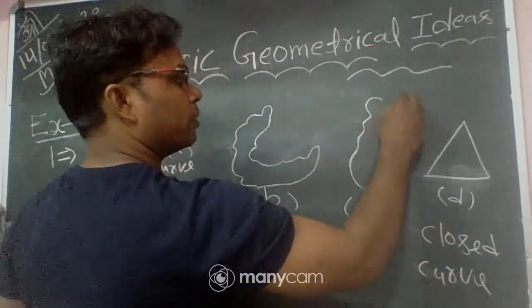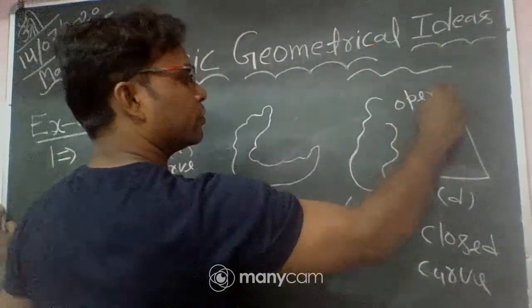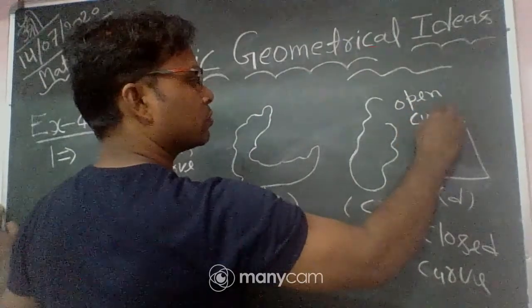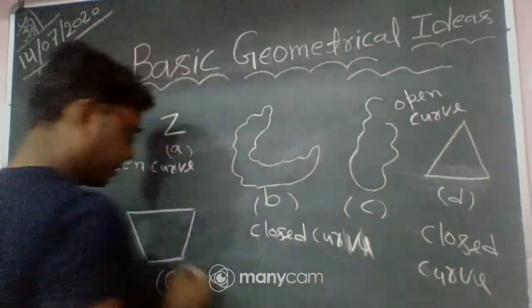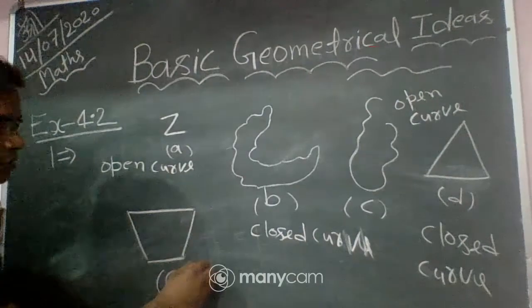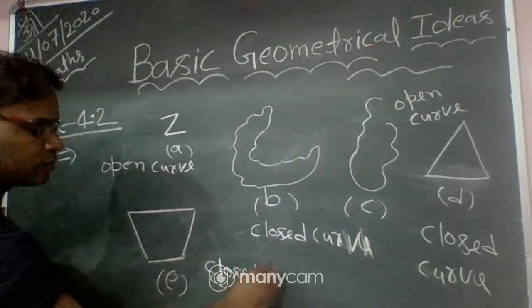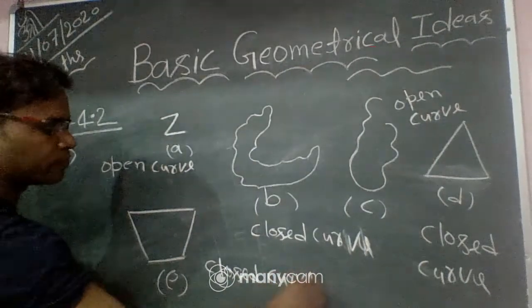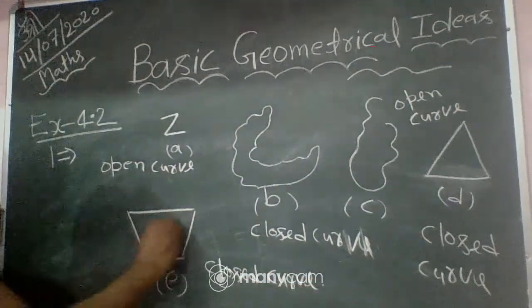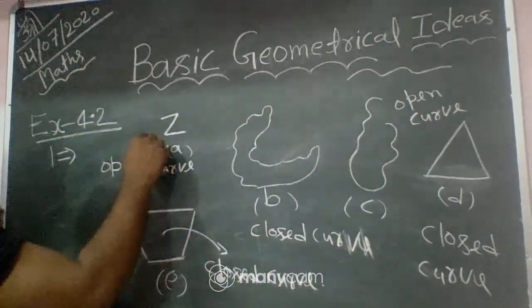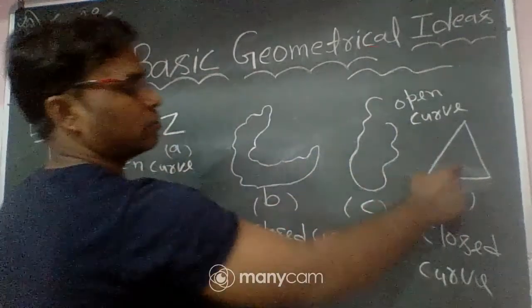What is this? Open. Clear? This is a closed curve. Okay, this is a closed curve, this is an open curve, closed curve, open curve, closed curve.